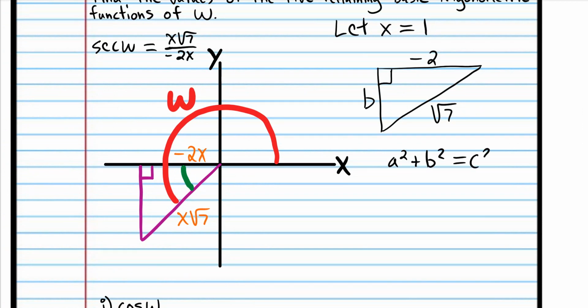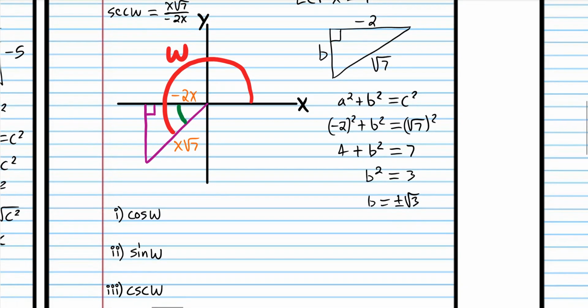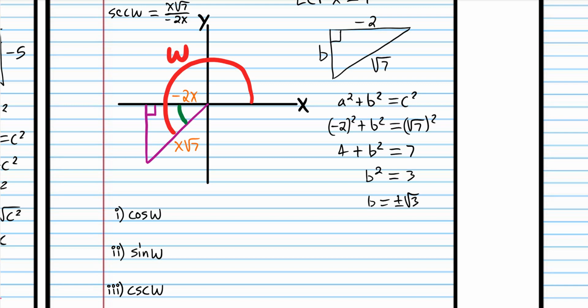So we're going to use the Pythagorean Theorem. -2 squared plus b squared is equal to c squared. So we have 4 plus b squared is equal to 7, and b squared is equal to 3. Square root both sides, and we get plus or minus √3. Now the big question is, is our answer positive √3 or negative √3?